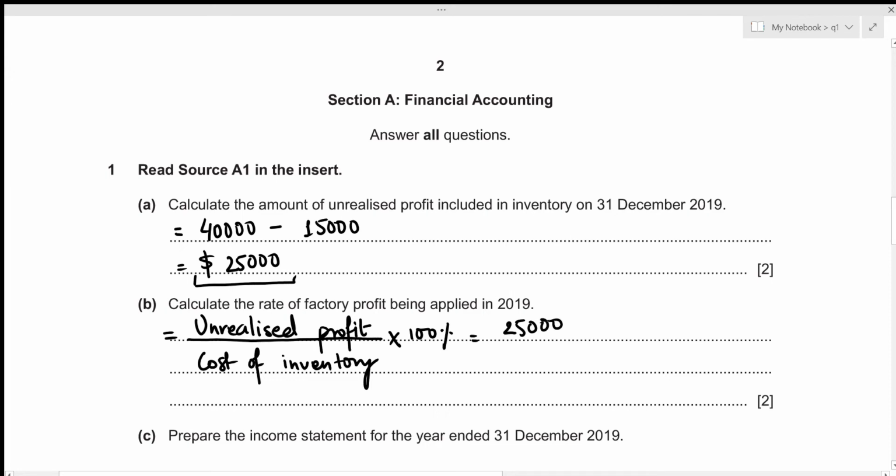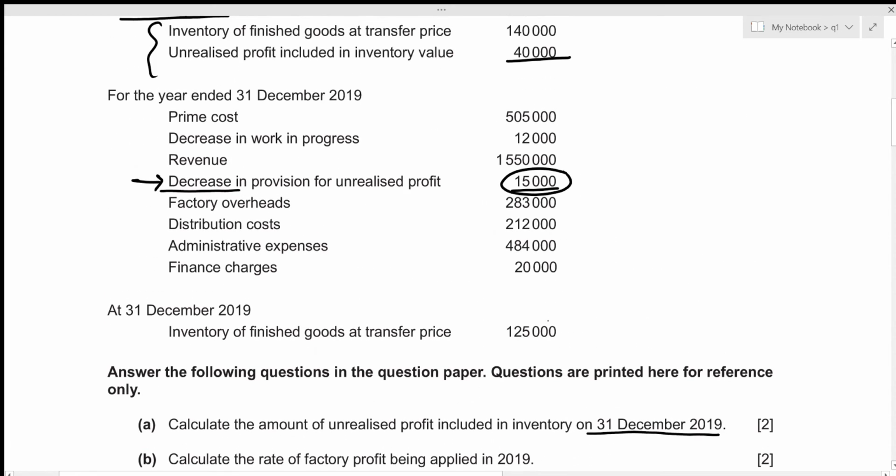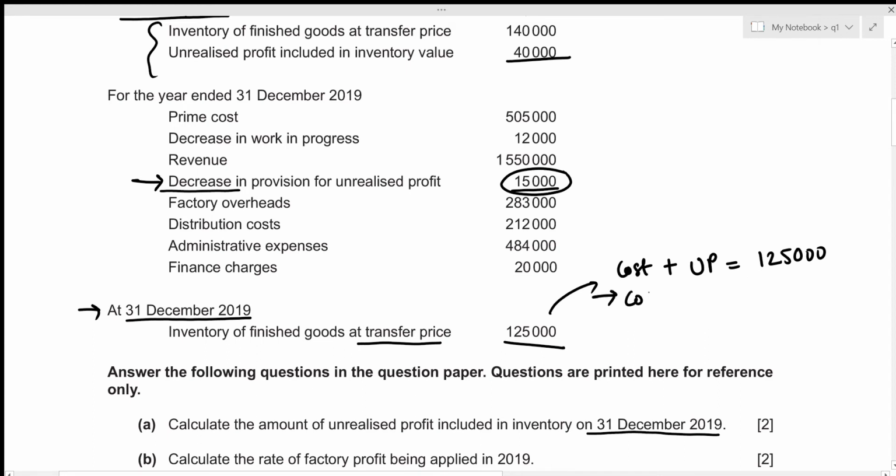Okay, now for the cost of inventory, let's have a look above. We can see that we're given information regarding the closing date at 31st December 2019 right here. And we're given that the inventory of finished goods at transfer price was 125,000. So since this is a transfer price, this is going to include the cost as well as our unrealized profit, right? And this is 125,000. But in our formula for figuring out the rate of factory profit, we require the cost rather than the transfer price. So let's figure it out. We need to find out the cost, and we just figured out our unrealized profit for the first part of this question to be 25,000.